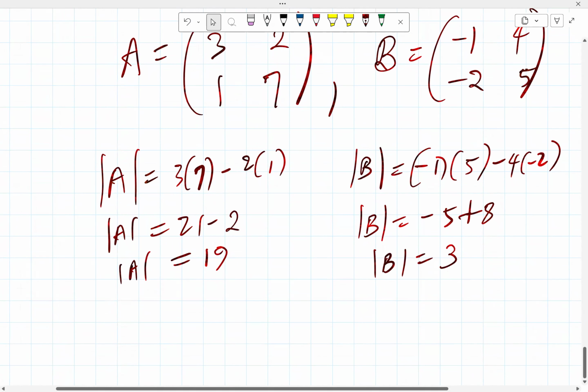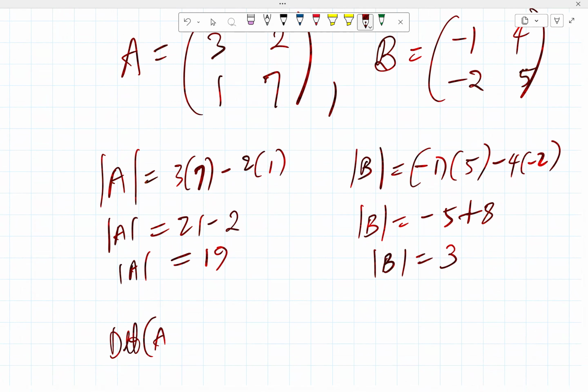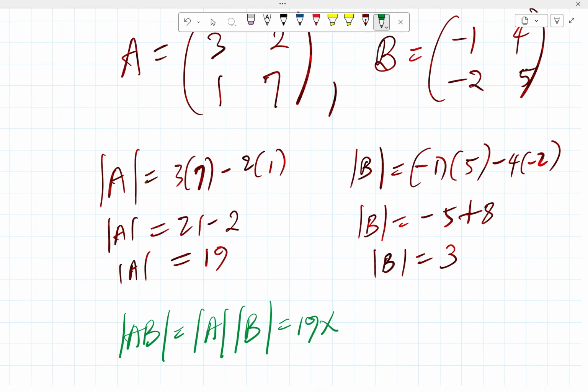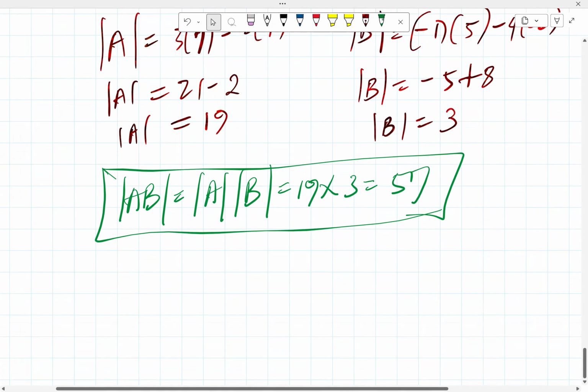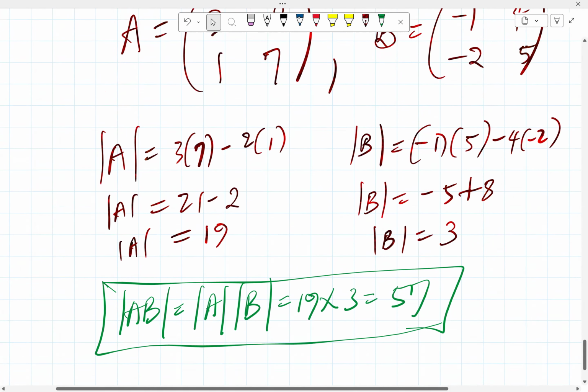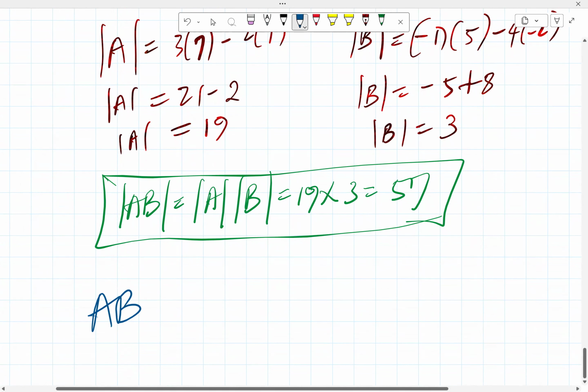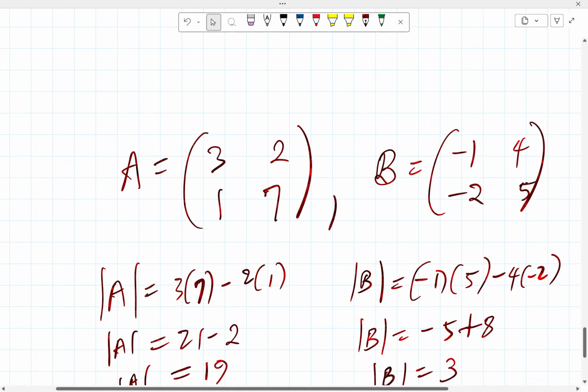So we are saying that the determinant of AB is equal to the determinant of A times the determinant of B, which is 19 times 3, which is 57. So this is what the theorem has told us. But can we verify that? Because now we have AB, which will have to be 3, 2, 1, 7, right?